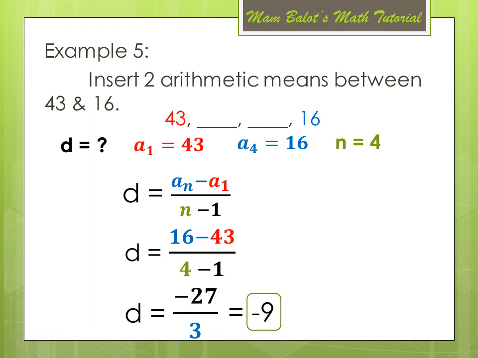So 43 plus negative 9, we have 34. Add another negative 9, so we get 25. So the two arithmetic means between 43 and 16 are 34 and 25.